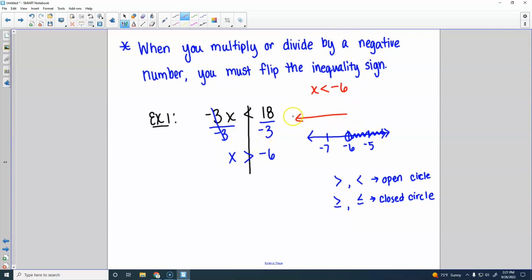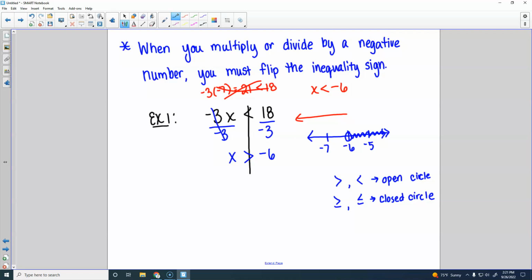So if we think about plugging that back in, negative 3 times negative 7, maybe that falls in the numbers below negative 6, that'd give us positive 21. That is not less than 18. That would be incorrect, right? So because it flips the sign, it also flips that inequality, because everything on the negative side of the number line is backwards from the positive side. So we have to flip that inequality there.